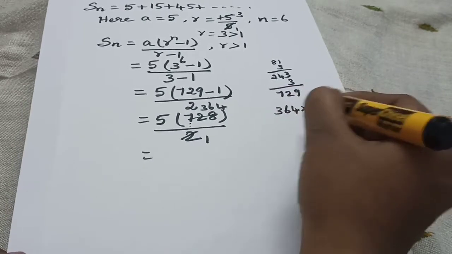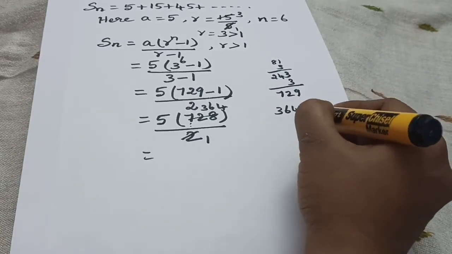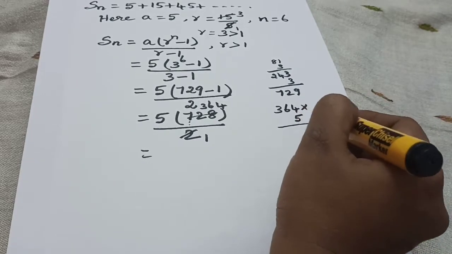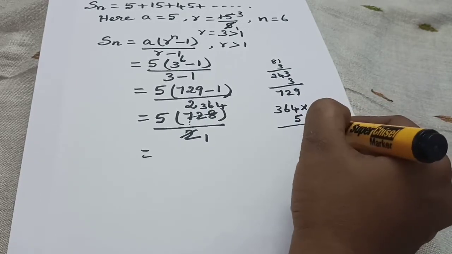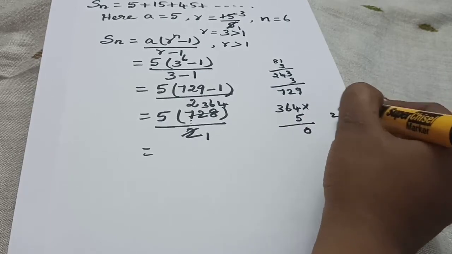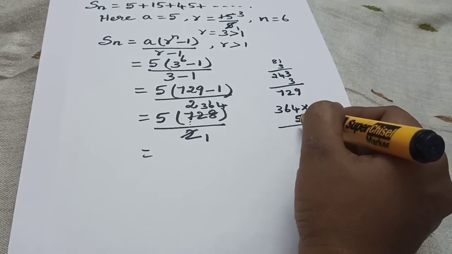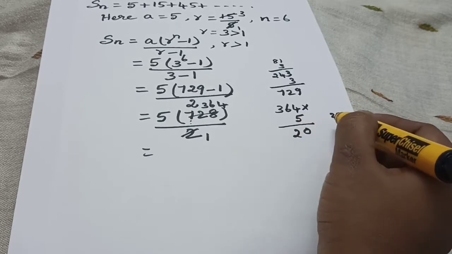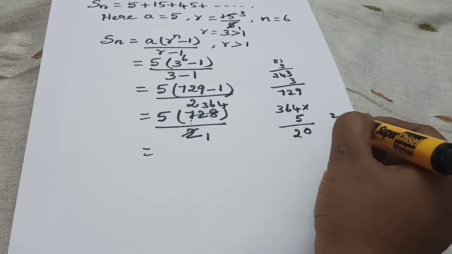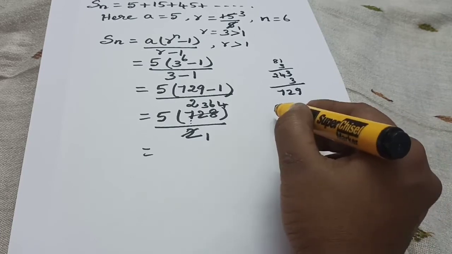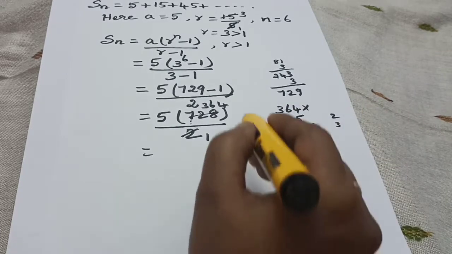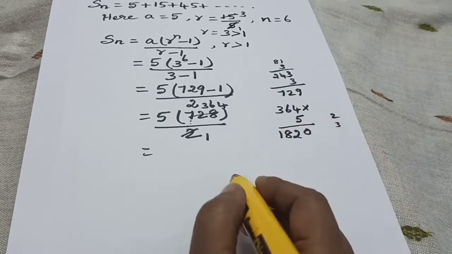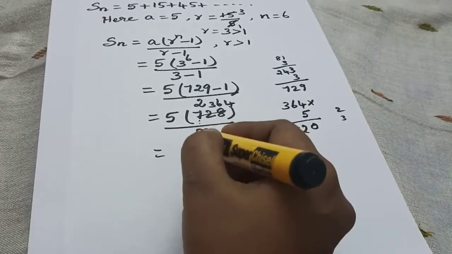364 into 5. Can you multiply? 4 5s are 20. 2 balance. 6 5s are 30, then add this one, 32. Then 3 balance. 5 3s are 15. 15 plus 3 is 18. Then here, what's the value?